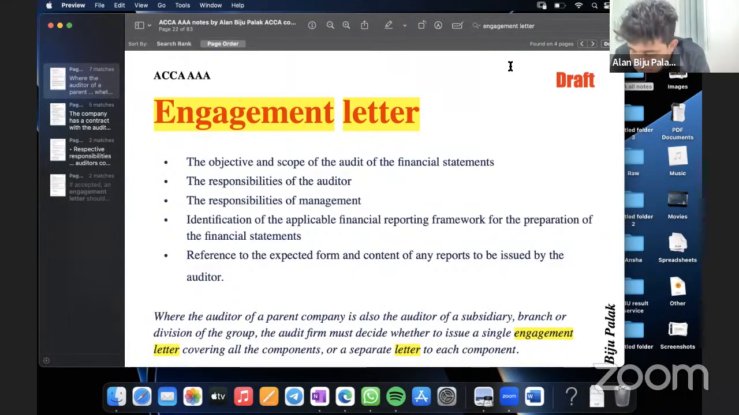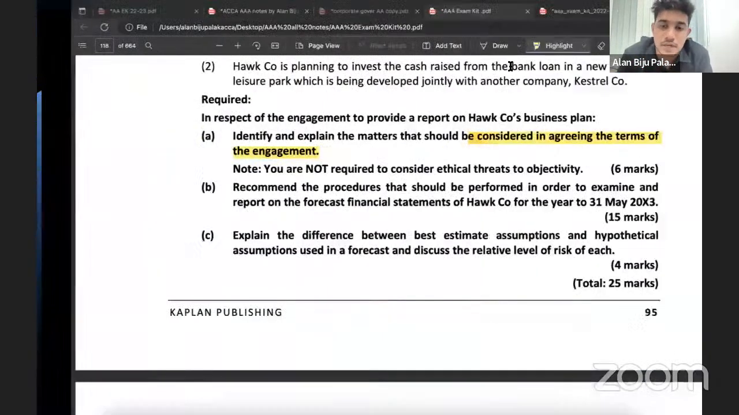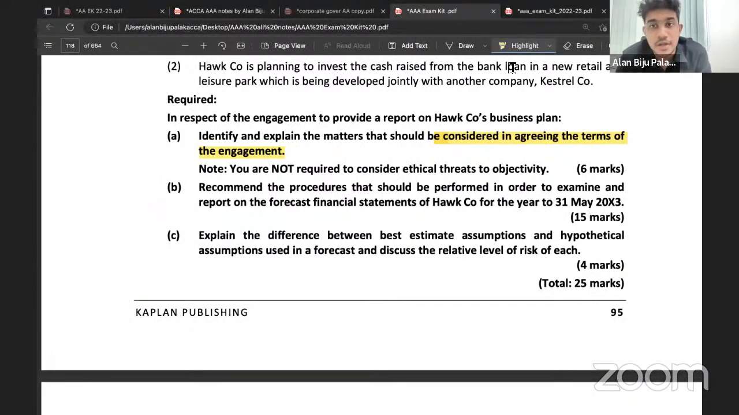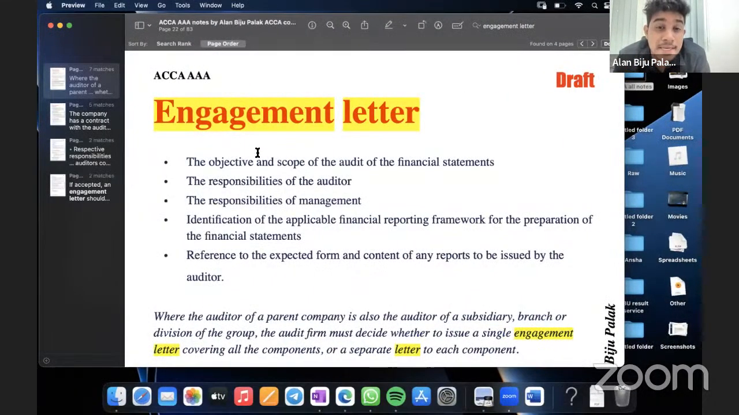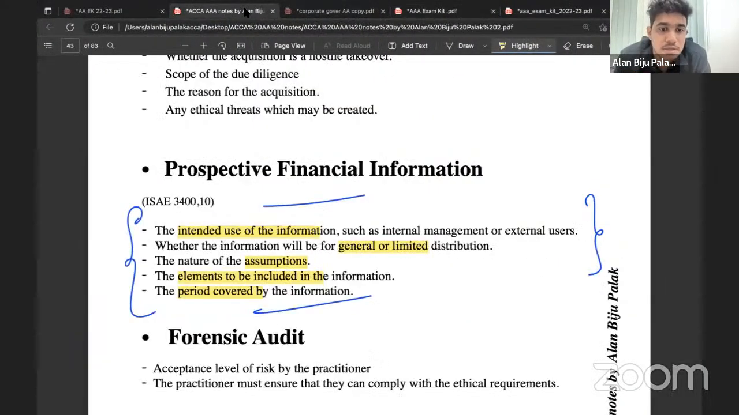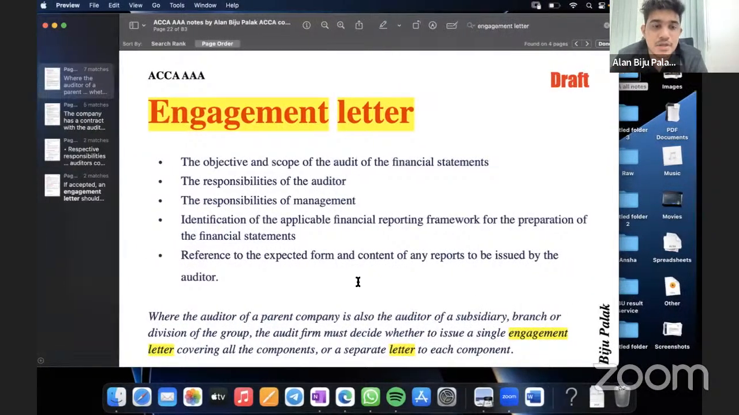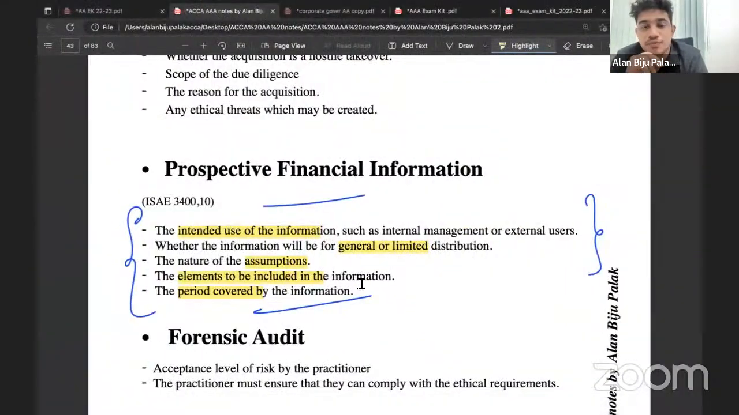Again, one more thing. As I mentioned earlier, the requirement here relates to a PFI engagement. So if you get a question on the matters to be considered before accepting a PFI engagement, always ensure that you include the engagement letter content plus what you learned in relation to PFI. Normally a PFI engagement letter will have both the elements mentioned in ISA 3400 plus the basic elements of an engagement letter. So both of these have to be provided if you are asked for the matters to be considered before agreeing the terms of an engagement. Clear, Ayo?